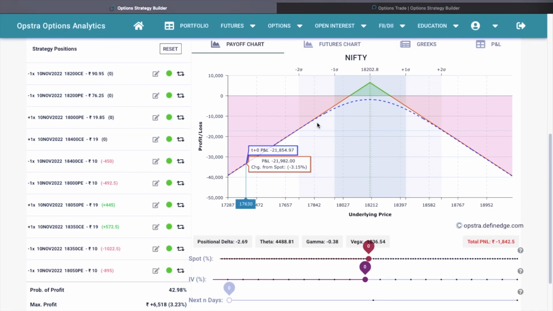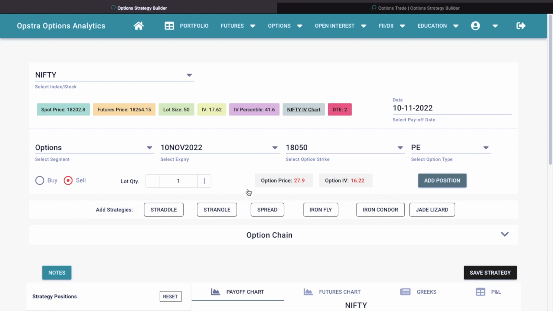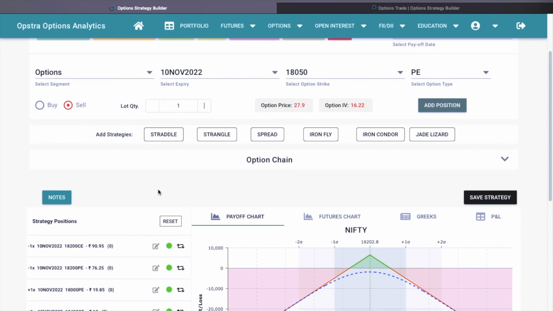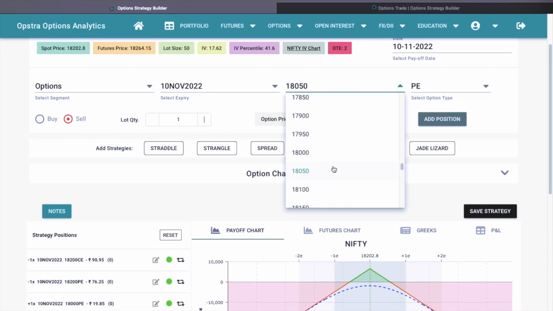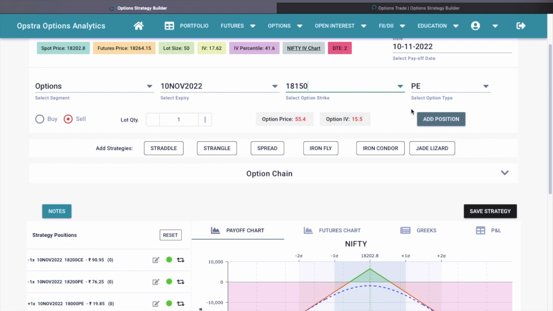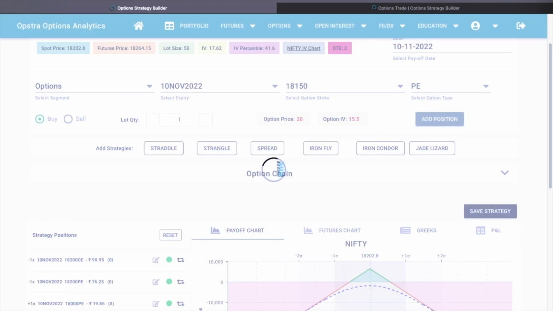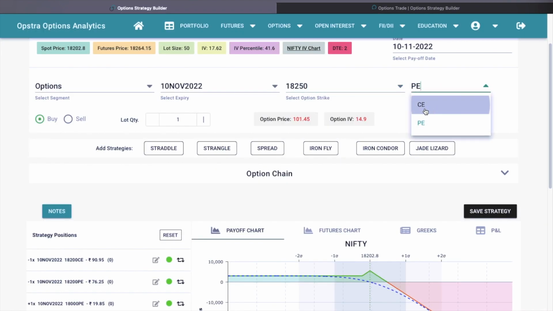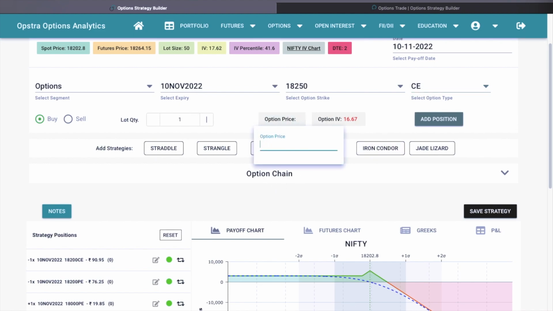Again it is back to simple. Again I will buy a closer hedge. Let's say next day will be Thursday, so the closer hedge will be available at 18,150 put option, and that value will be around, let's say, again 20 rupees. I have bought it. Similarly, I bought the 18,250 call option that would be available at 20.